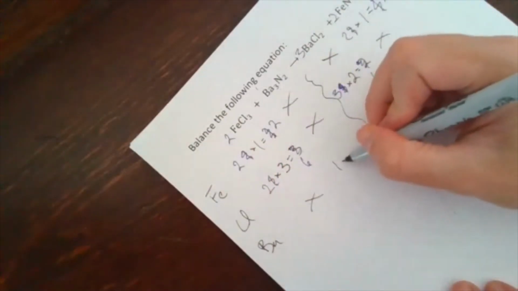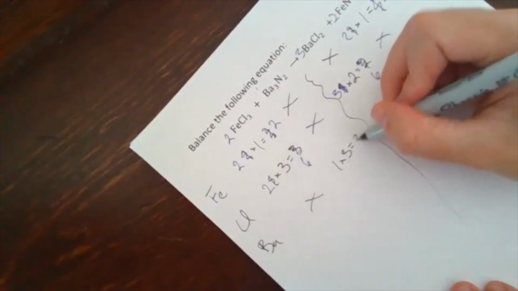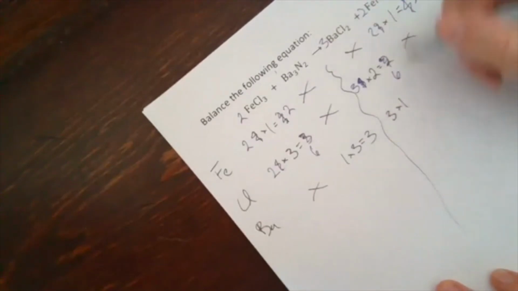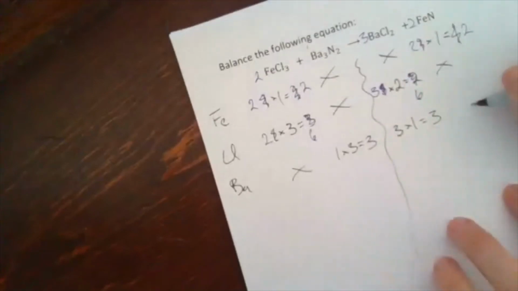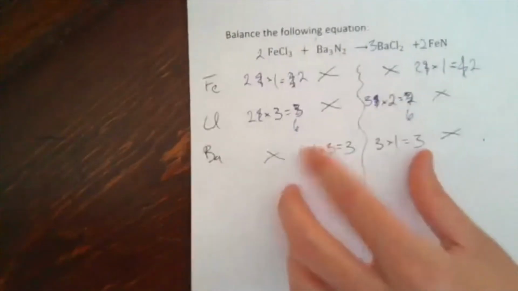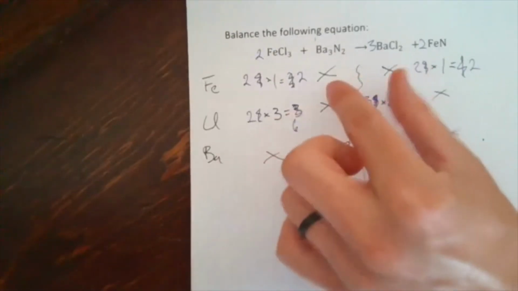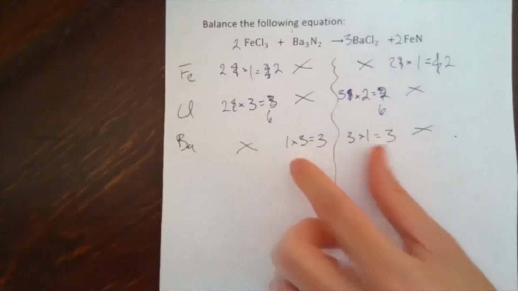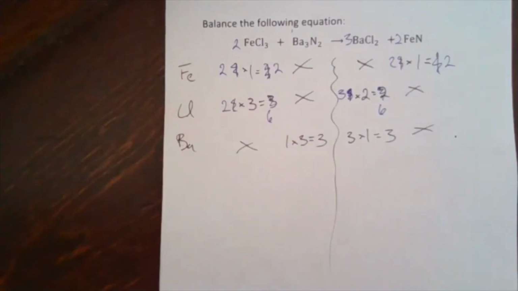Barium has a 1 times 3 is 3, right? The 1 out front, the 3 down there. Barium here, there's a 3 in the front times 1 down there, 3. So we can see that by balancing the chlorines, we also have balanced the bariums, right? We got that for free by doing the chlorines first.